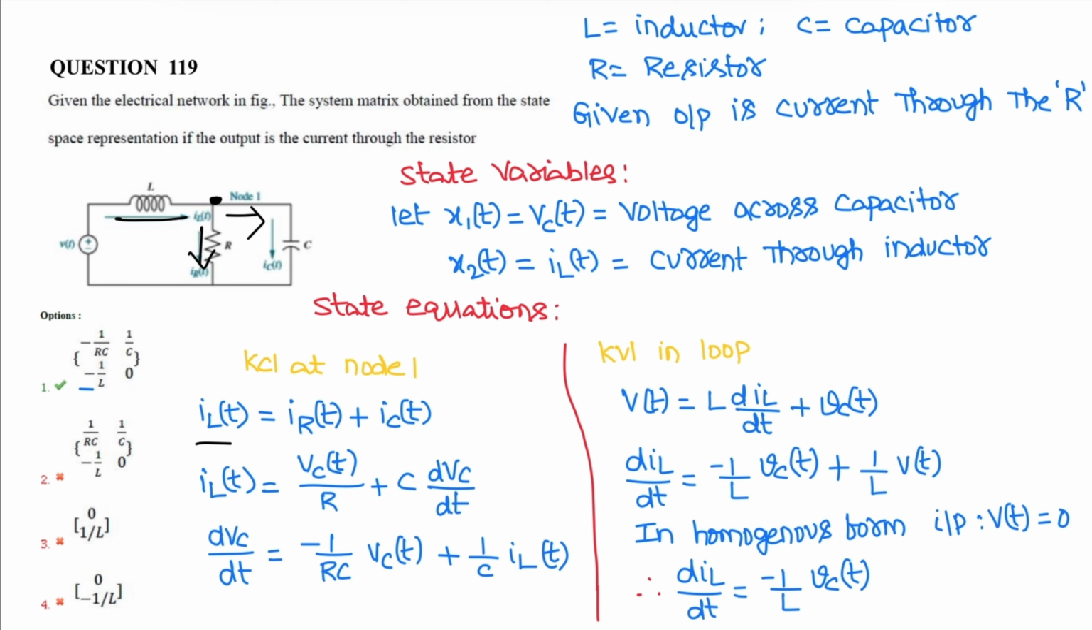So IR(t) is the voltage across the resistor divided by the resistance value. The voltage across the resistor is the voltage across the capacitor, which is the node voltage. So Vc(t)/R plus the capacitor current, which can be written as C dVc/dt. Taking dVc/dt, we get minus 1/(RC) Vc(t) plus 1/C IL(t). This is one state equation.